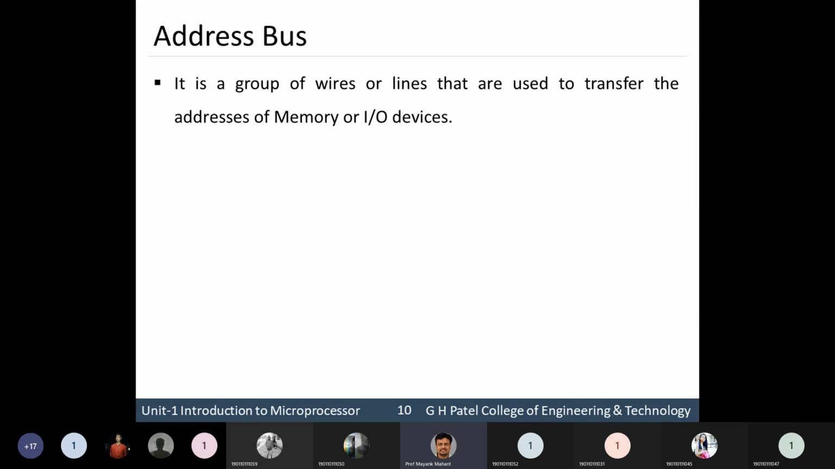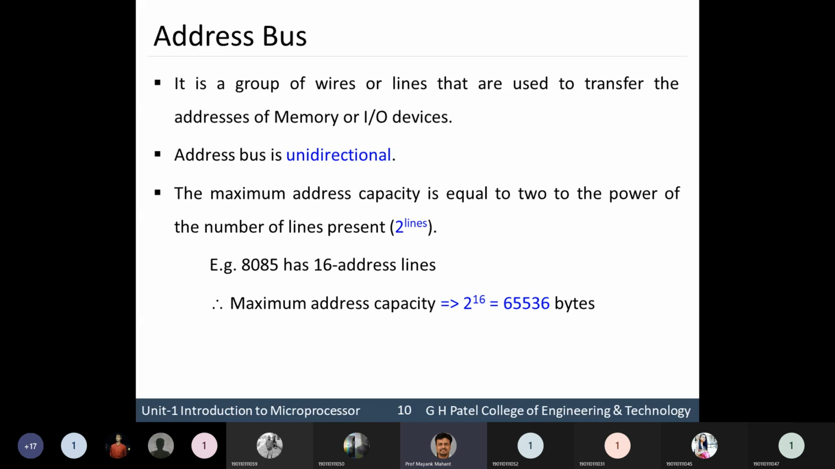So, the address bus is a group of wires or lines used to transfer the address from the CPU to memory or IO. Address lines are unidirectional, and we can have 2 raised to n locations, as already discussed. If I have 16 address lines, then it is 2 raised to 16, which comes out to be 65536, which is nothing but 64 kilobytes of memory capability. So it can address this many, 65,536 different memory locations. Am I clear?